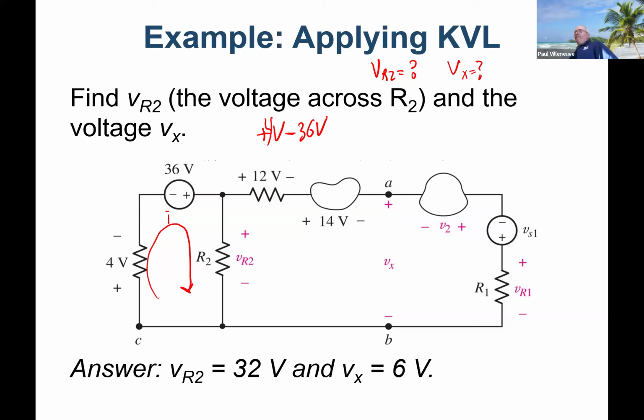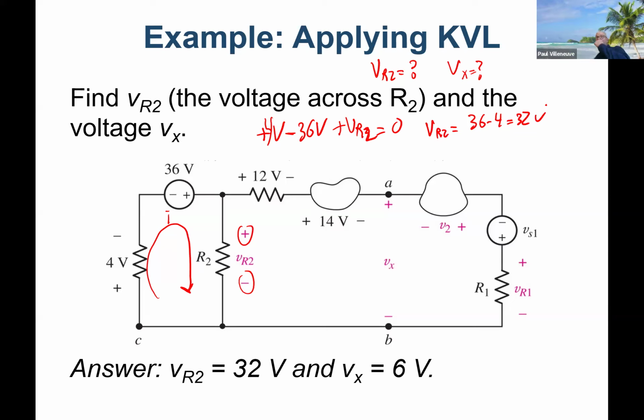What do we do with VR2? Very important, because I've set in my circuit the plus and the minus here, I am dictating what I think is the potential, plus to minus. So is that a voltage rise or a voltage drop? Drop. So that is a positive or negative number? Positive number. And that equals 0, right? So VR2 equals 36 minus 4, 32 volts.